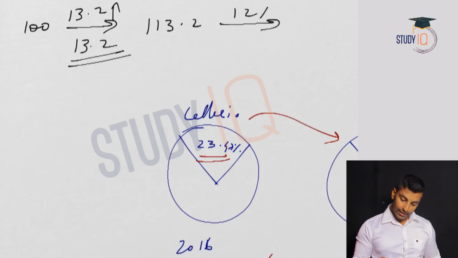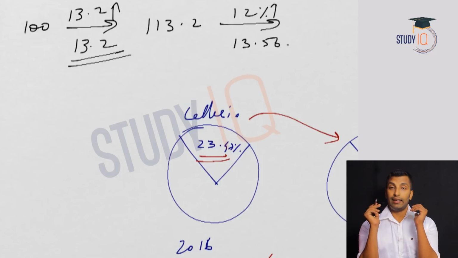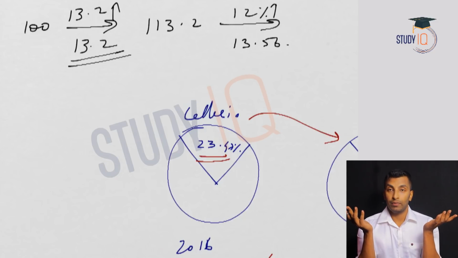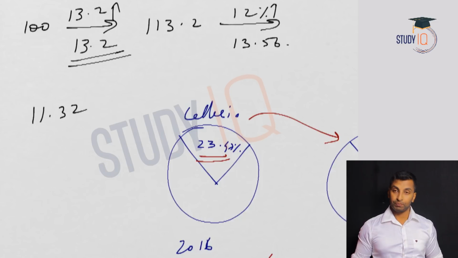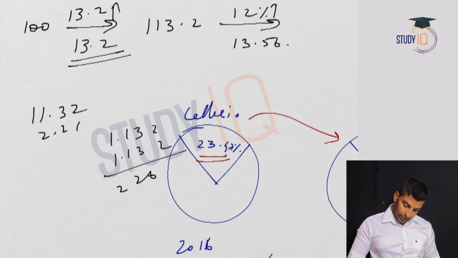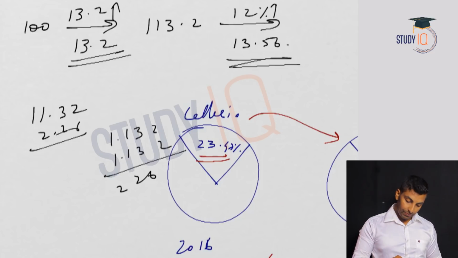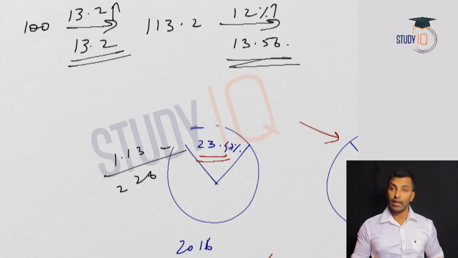Then there is a 12% increase, right? So this 12% of 113.2 means 13.56. How will I get that 12%? See, 10% is 11.32. 1% is 1.132. 2% is 1.132 plus 1.132, so you get 2.26. So here if you add 2.26, you get this value, right? So that's how you can calculate 12% of 113.2 faster.